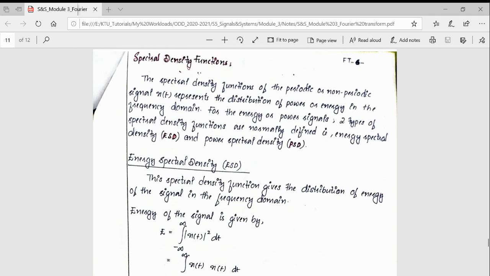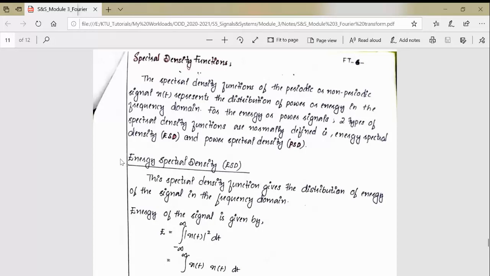Hi students, today we are going to study the subject Signals and Systems, and we will be studying module 3 of Signals and Systems, Fourier representation of continuous time signals. So this is the last topic in that module: spectral density functions, power spectral density and energy spectral density.